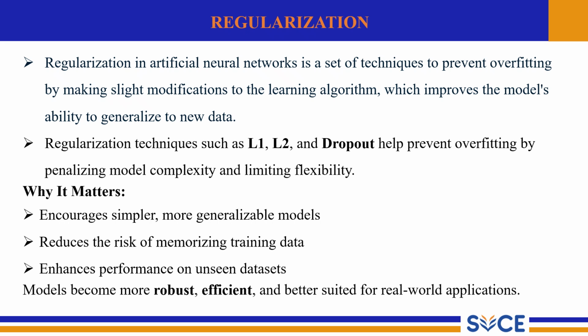L1 regularization encourages sparsity by penalizing the absolute value of weights. L2 regularization discourages large weights by penalizing their squared values. Dropout randomly disables neurons during training to reduce reliance on specific pathways and promote redundancy.